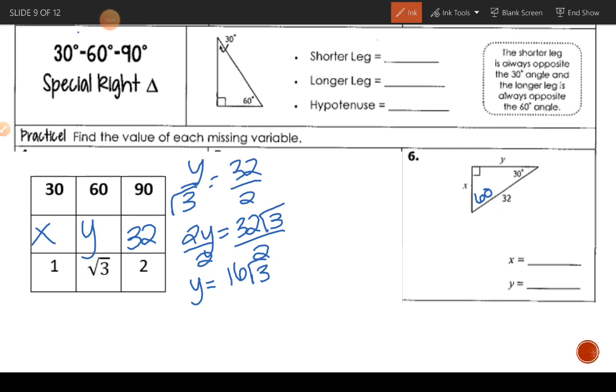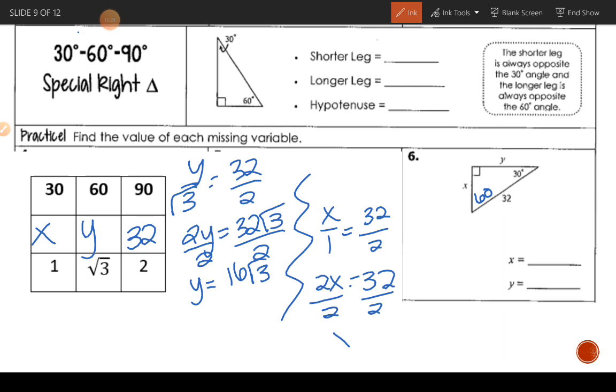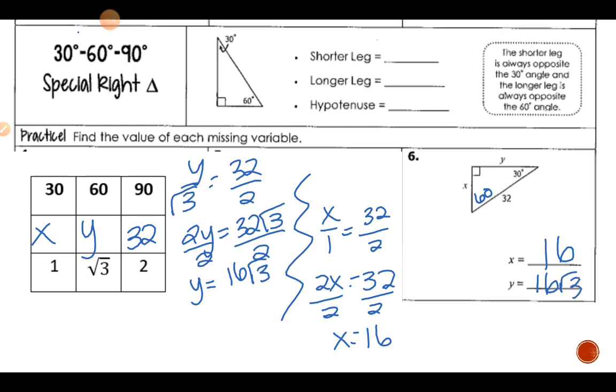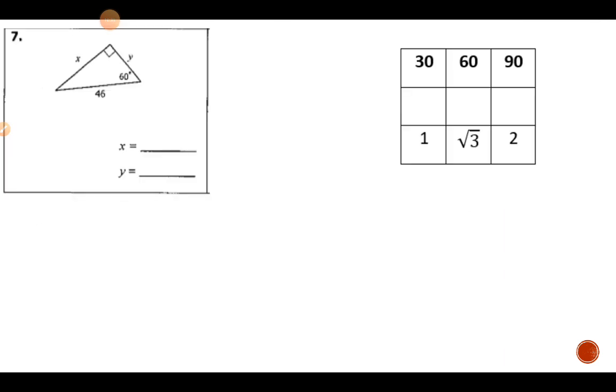And then for the x, I get x over 1 is equal to 32 over 2. If I cross multiply, I get 2x is equal to 32. Whoa, going ahead of myself here. Divide by 2, and I get x is equal to 16. So x is 16, and y is 16 radical 3. Again, using that table is helpful.